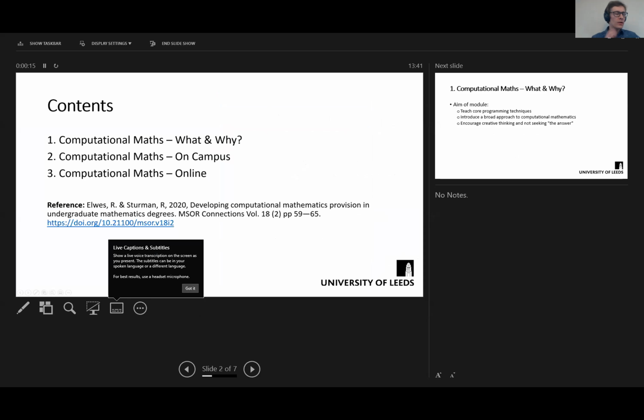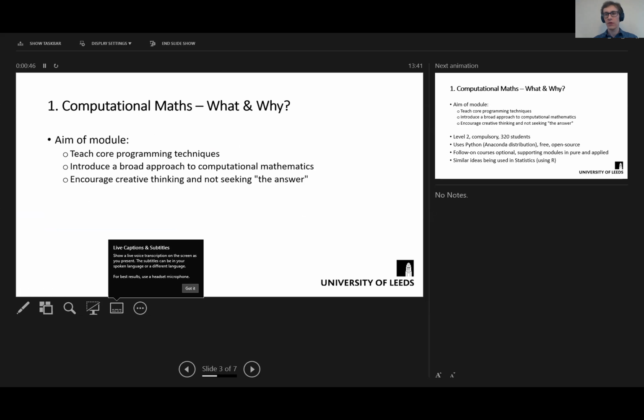Great. Yeah, so we'll talk about three aspects of this particular module that we're both involved with, computational maths. We'll talk about its history, what it is, why we've taken this approach to computational maths. And then we'll talk about how we have been teaching it up until last year. And then we'll talk about our plans for teaching it starting next week, really. So hopefully some aspect of that will be of interest. So let's start with what it is and why. And I think that's Rob.